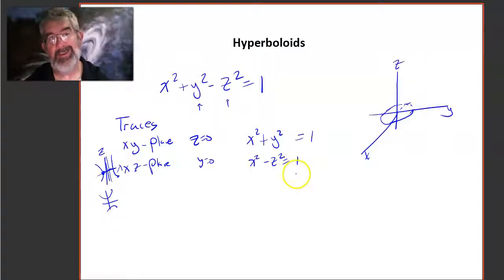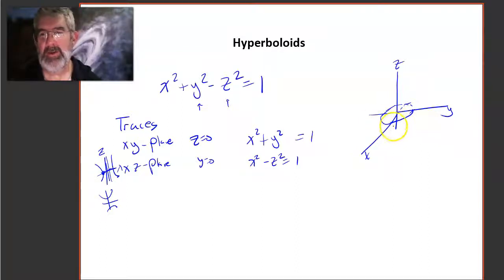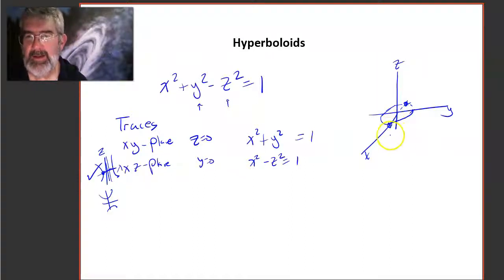On the other hand, it doesn't hit the z-axis because if x was equal to 0, then I'd have negative z squared equals 1, and that would not be good. That would mean I'd have to have some imaginary z values. Although that might be pretty fun, but we're not going to deal with that here. So it hits the x-axis but not the z-axis. So it hits here, and then it opens like a hyperbola. This is in the background there, right? So it opens up backwards.